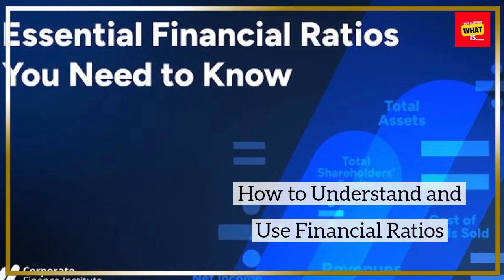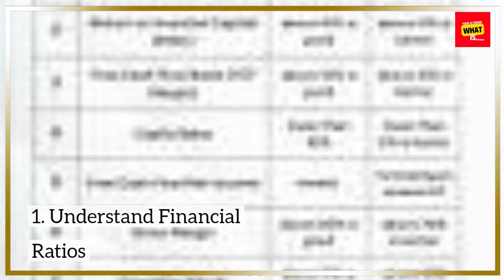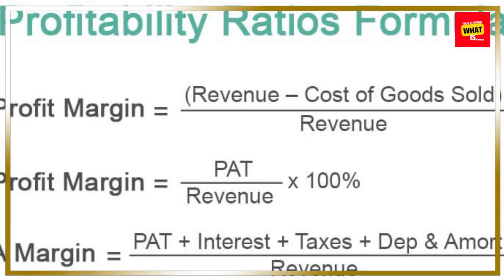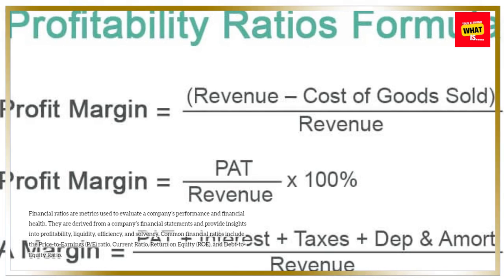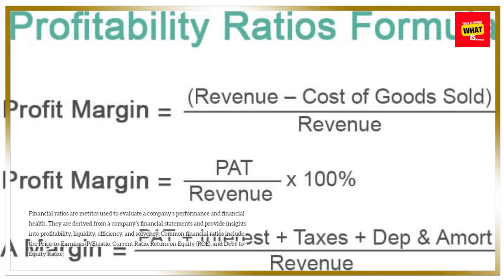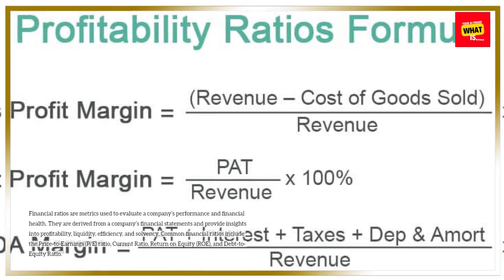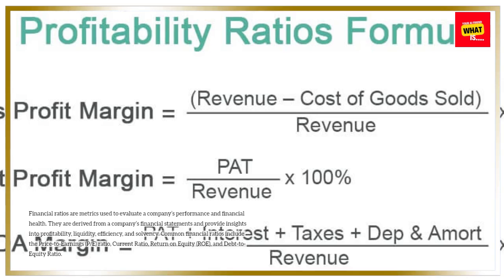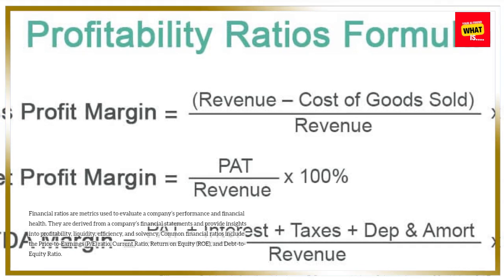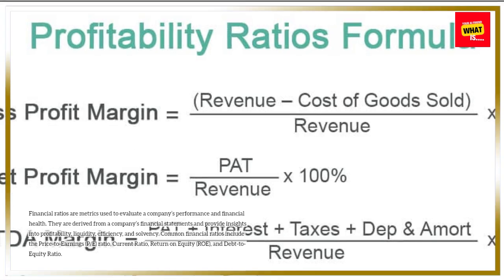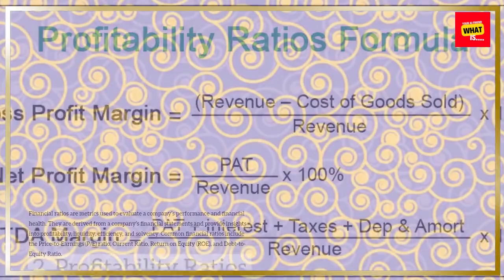How to understand and use financial ratios. 1. Understand financial ratios. Financial ratios are metrics used to evaluate a company's performance and financial health. They are derived from a company's financial statements and provide insights into profitability, liquidity, efficiency, and solvency. Common financial ratios include the price-to-earnings (P/E) ratio, current ratio, return on equity (ROE), and debt-to-equity ratio.